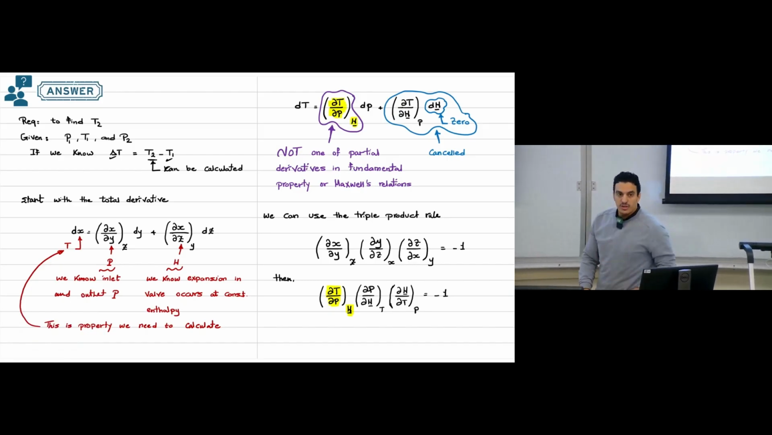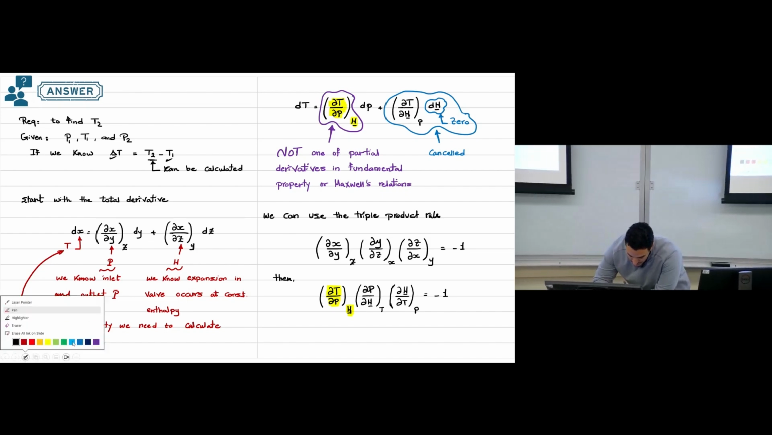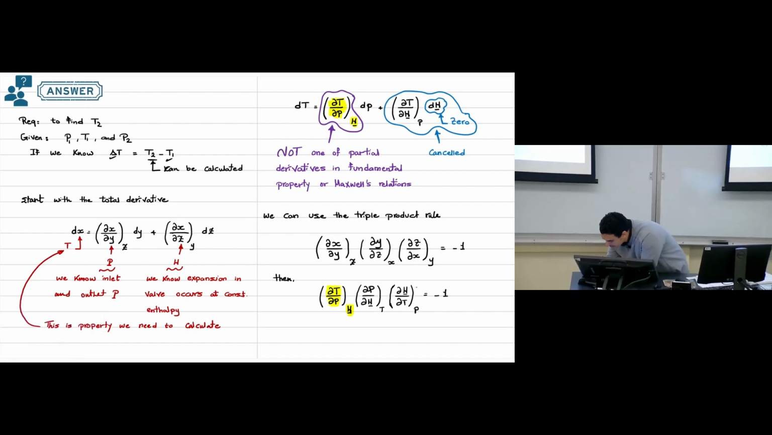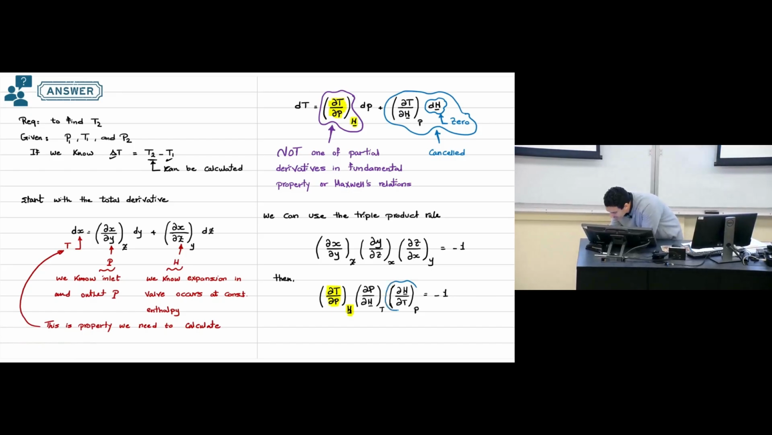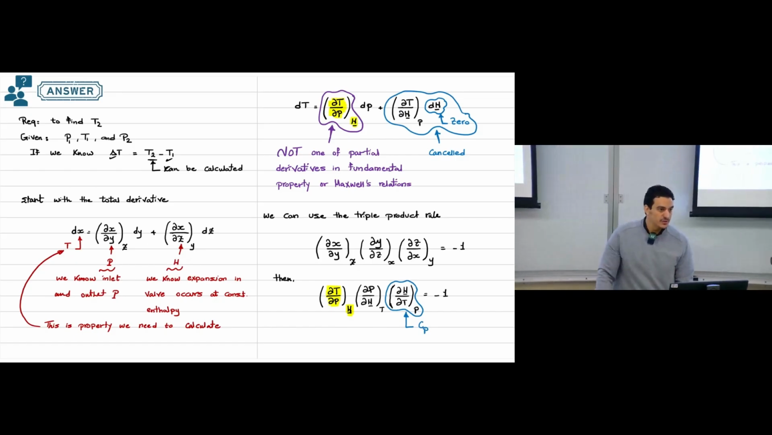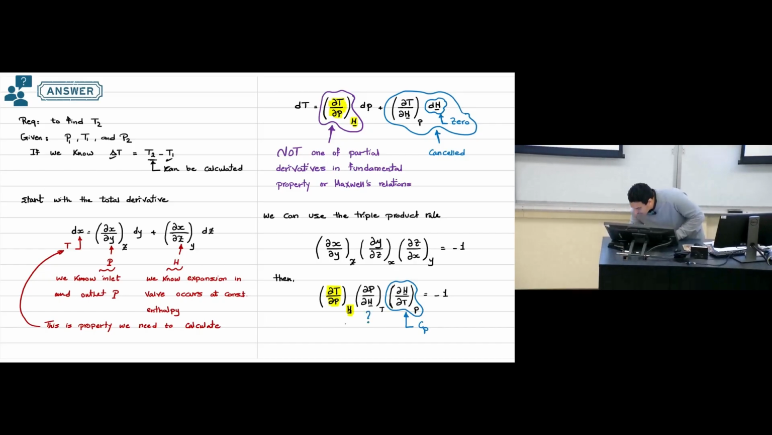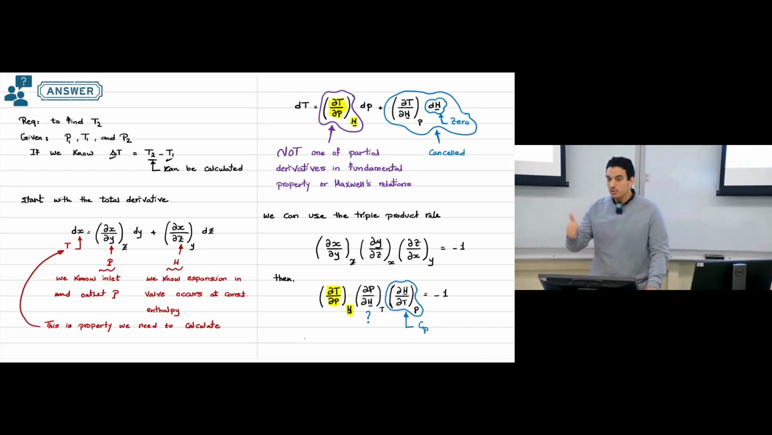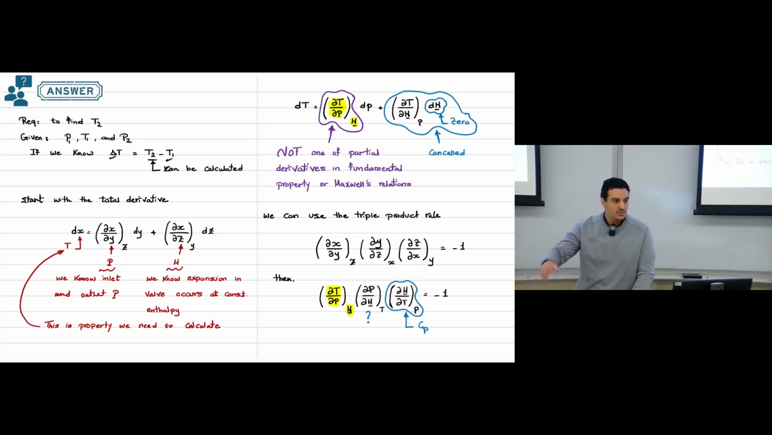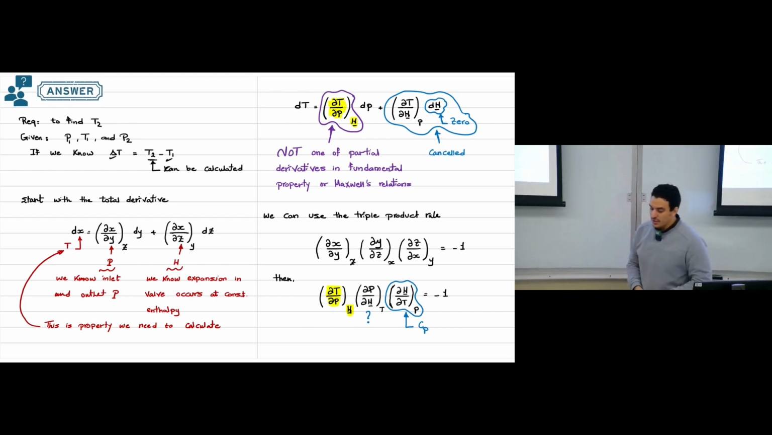So if we check the relations we have, we will find this one, dH by dT at constant pressure. This one is the heat capacity, Cp. So now we have one good thing: one of the partial derivatives we can replace with heat capacity. But this other one, again, we have no idea about. It is not among the partial derivatives we have in Maxwell relations, nor in the fundamental property relations. So we're still struggling with this one.